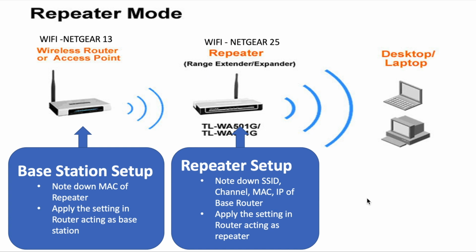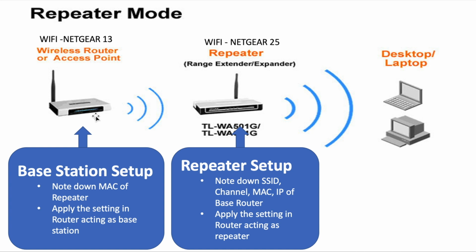Today I have an interesting video. I'm going to show you all how you can set up two routers in a repeater mode. So what is the advantage of setting up two routers in a repeater mode? Let's say you have one router sitting in your living room and you're getting very weak signal in your bedrooms and you definitely want strong signal, and that too without connecting two routers with the Ethernet cable. So that can be achieved using a repeater mode.